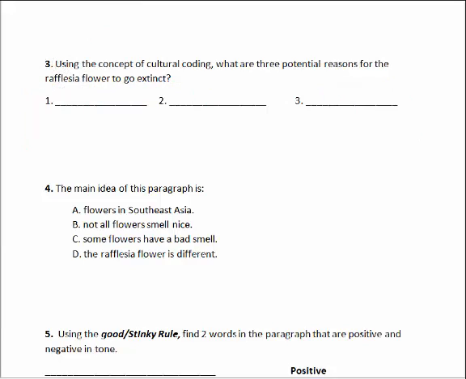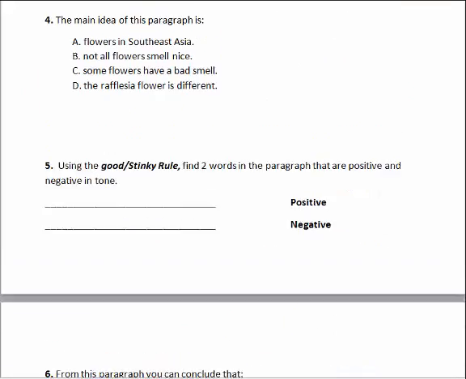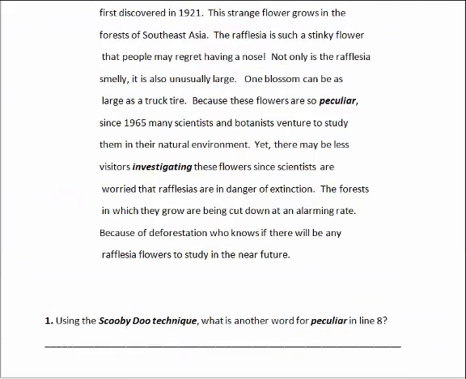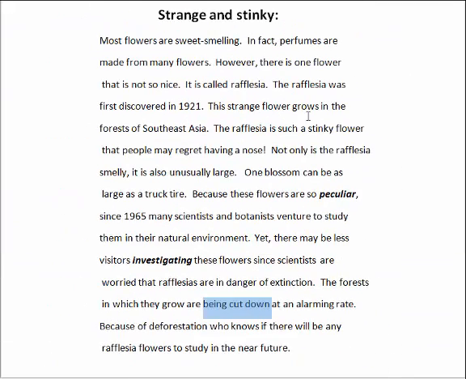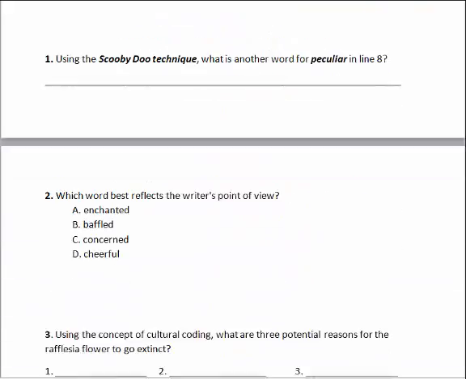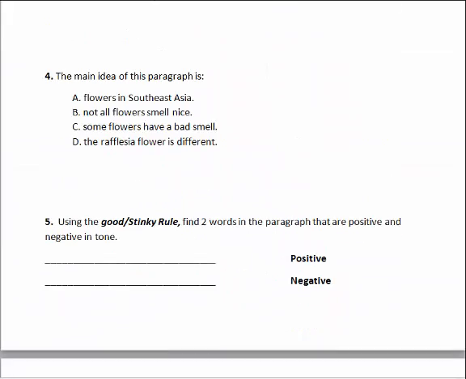Let's move on to 4. Problem number 4, main idea. Main idea, we go back up to the topic sentence. It says flowers. And you see that we talk about one particular flower. It's the Rafflesia, and we're worried about the flower. Even though it's like a really wacky, weird flower, we're worried about its extinction.